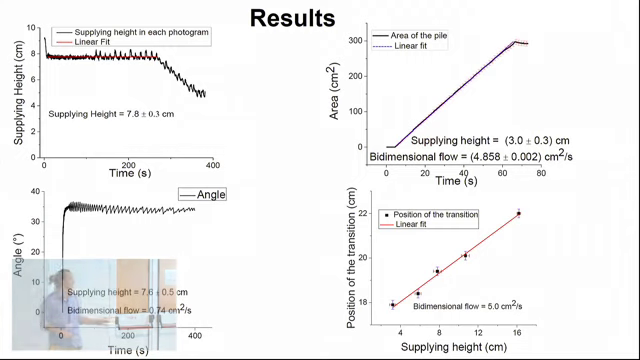Some results we had were, for example, that the supplying height was constant. We could calculate the area of the pile and the angle of the pile in every frame, but most important, we found a linear dependence of the transition with the supplying height, something that can help us to build a theoretical model for explaining this phenomenon. Thank you.